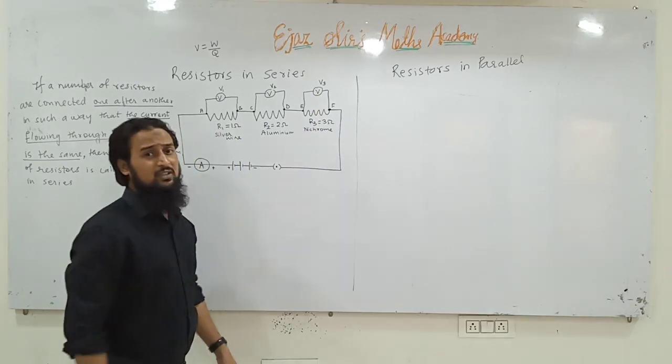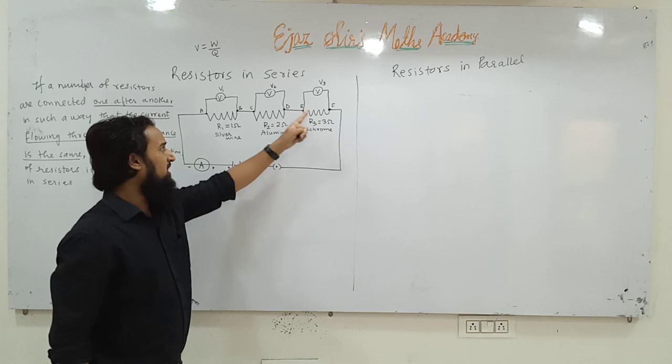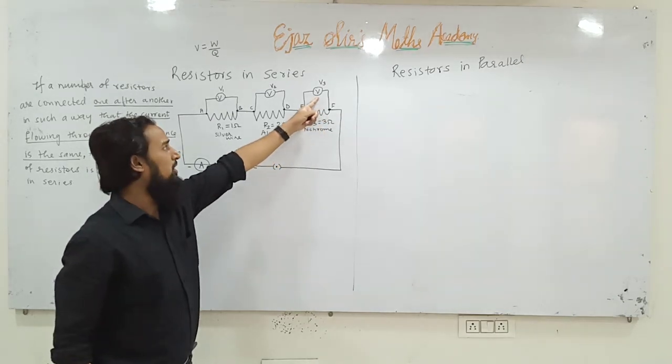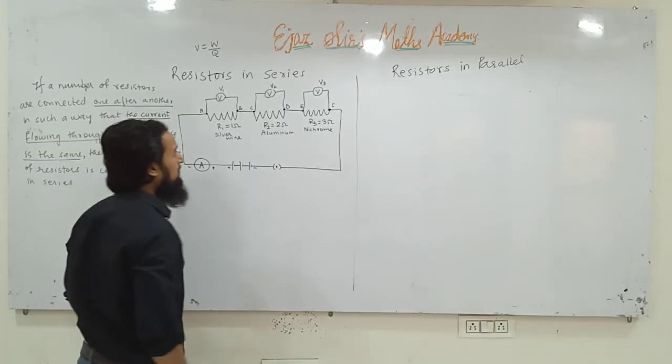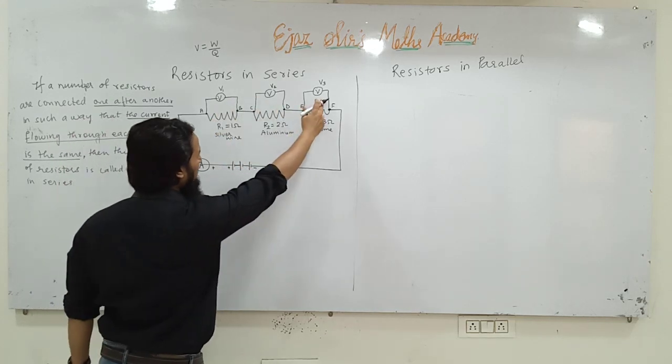Which voltage will be the greatest? V3. Because the greater the resistance, the greater will be the work done by the charge, and if a charge is doing more work, then the voltage also will be more. Energy spent will be more, work done will be more. Okay, so V1 is minimum, V2 is greater, and V3 is the greatest.